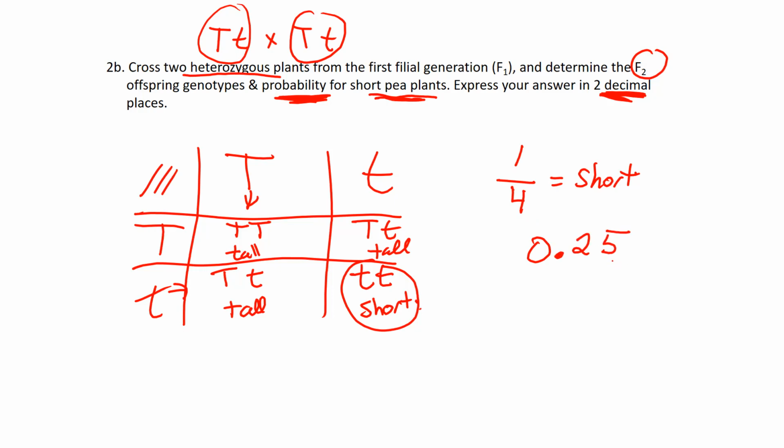0.25. Now, 2 decimal places is how many places after the decimal. That's already in decimal form. If we don't have another number here, we don't need to do any rounding. But if we did have another number here, we'd have to look to see whether we're going to round up or keep it the same. But we already have it as 0.25, or 2 decimal places, so it's going to be 0.25 that are going to be short.